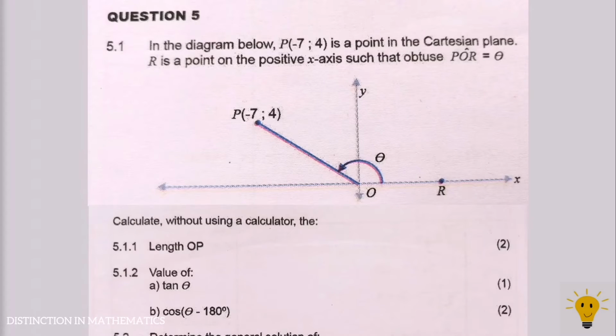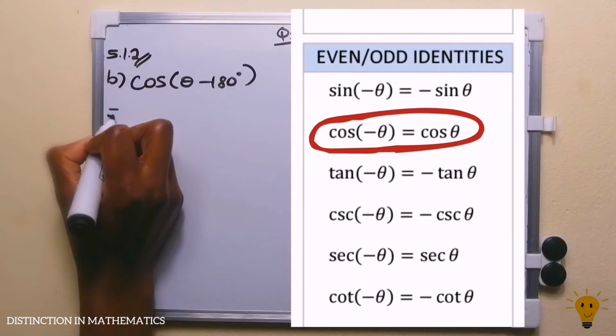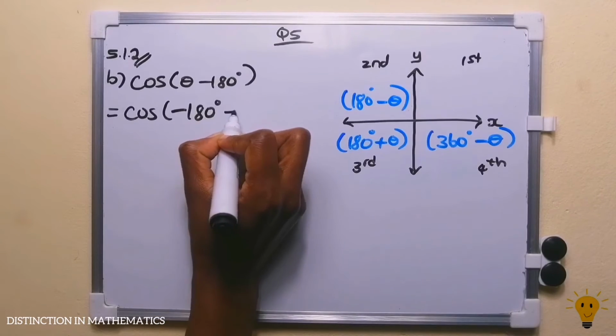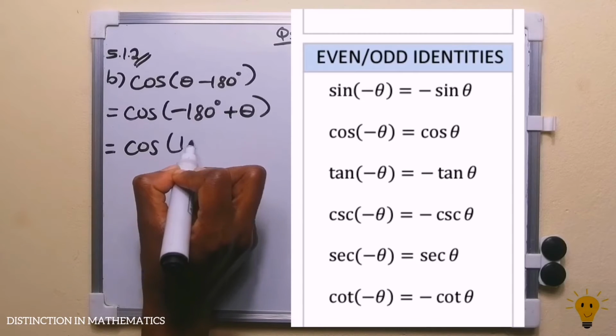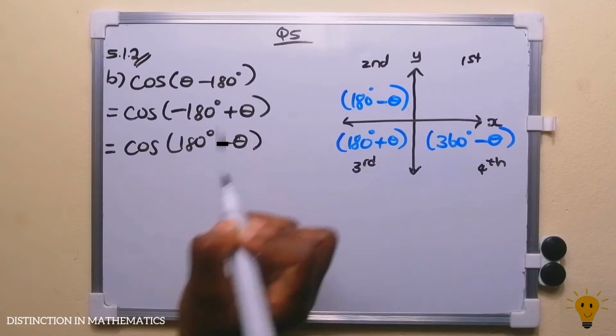Now when it comes to B, I want us to use this trigonometric identity, and we're going to start by placing theta on the other side just to make it look like something we are familiar with, and use the identity to remove the negative sign on 180 degrees, which will change the sign on theta as well, so you will have 180 degrees minus theta.